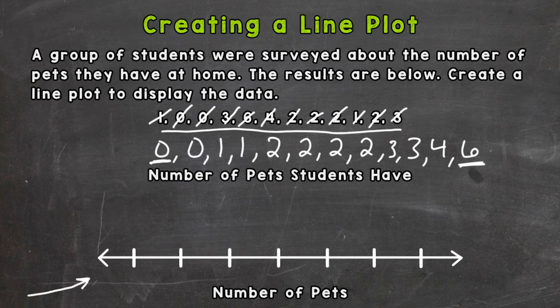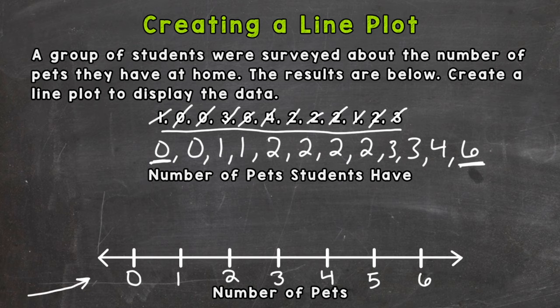So let's start with zero. One, two, three, four, five, and six. So that number line will include all of our data results. Now you don't need a number line that counts up to 20. That would be unnecessary for the data we have. And you also don't want a number line that only goes up to 4 because you would not include some of the data that you need to have on your line plot.